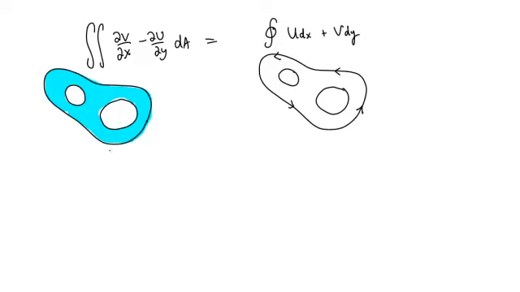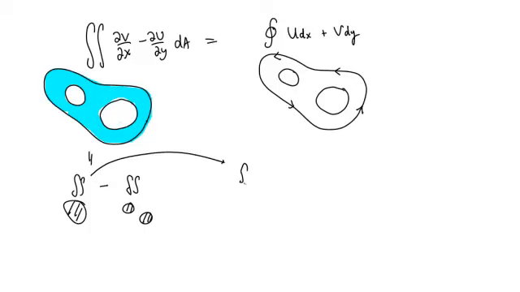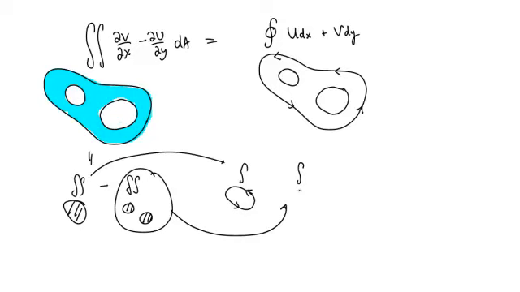Essentially, to do a double integral over this big shape, you do the double integral over the entire region, and then you would subtract the double integrals over each one of the tiny shapes. Now, the double integral over the big region would be the same thing as doing the line integral over the counterclockwise oriented boundary by Green's theorem. And each one of these double integrals would be the same thing as doing line integrals over these guys counterclockwise. But then you would subtract them.